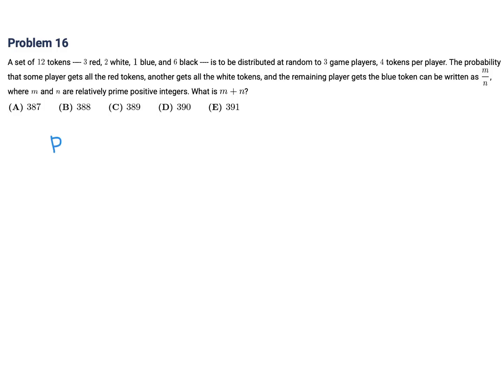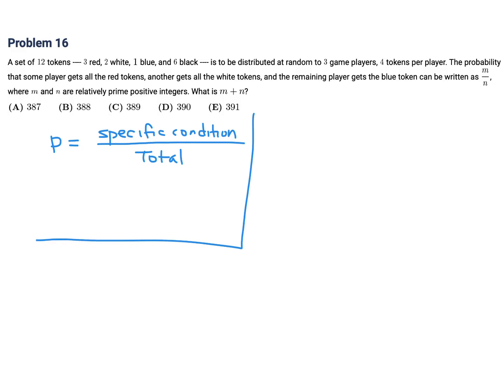So the probability that we're looking for is always stated as follows. A specific condition, in this case it's been described in the question, over the total. So what I'll do is figure out each of these, and then we'll come back and plug it all in. All right, so the total is something I would concentrate on initially. We have 12 tokens, right? And they're going to be given to 3 players. So player 1, player 2, and player 3. Each will get 4. 1, 2, 3, 4. 1, 2, 3, 4.